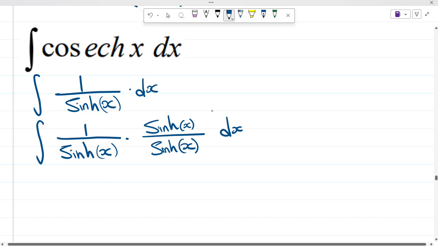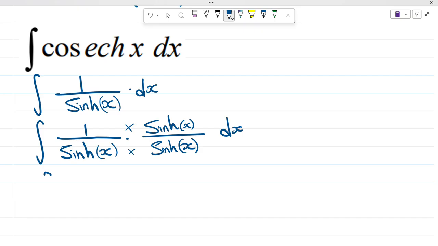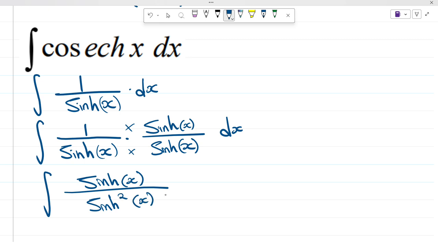Yeah, dx like this. So you can see that is like that. So from here, you just need to multiply the numerator and the numerator, denominator and the denominator. So at the end of the day, when we do that, we are going to get hyperbolic sine of x divided by hyperbolic sine squared of x dx, like this. You understand?